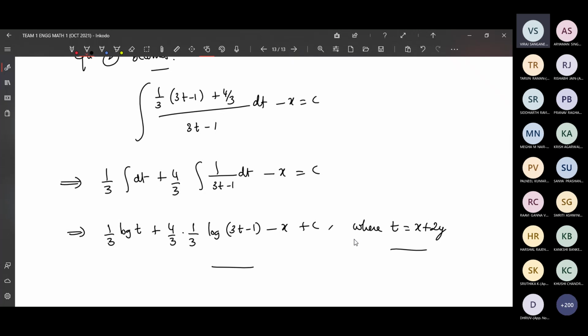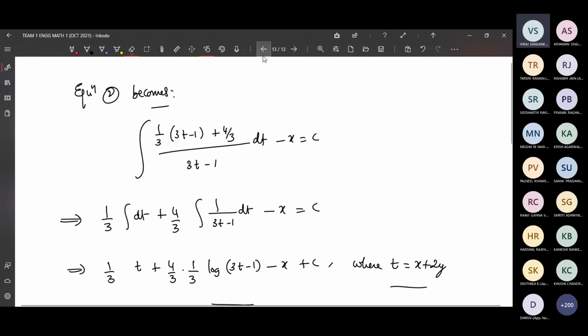Sir, how did you get log t? Integral dt, that is, sorry. This is t only. Sorry, sir. Yeah, sorry, not log t, it is t by 3 just. Could you please switch to the previous slide for a while? Yeah.